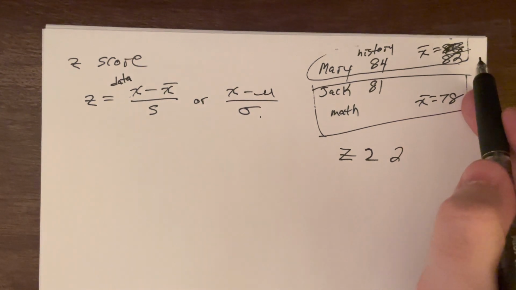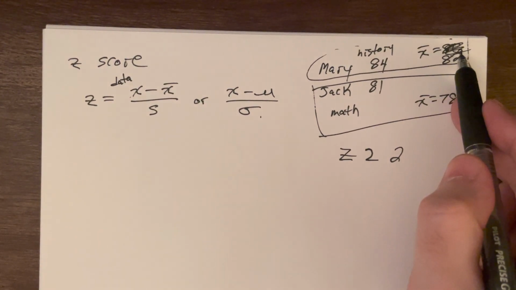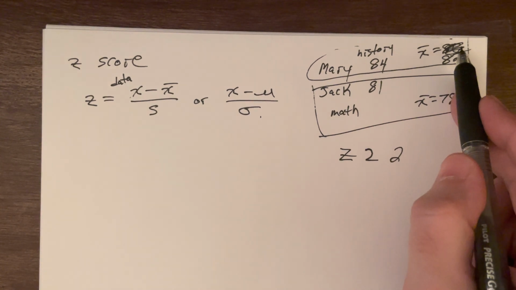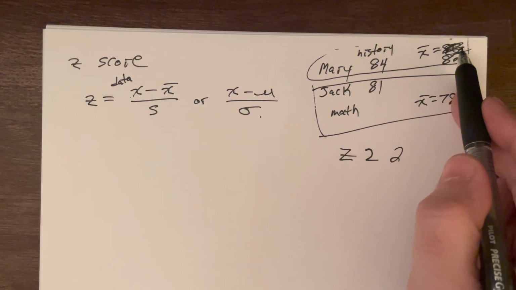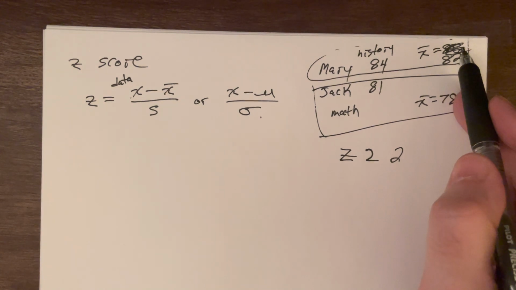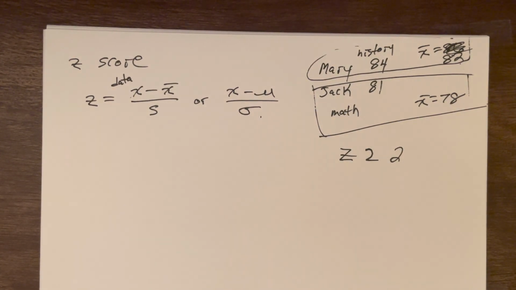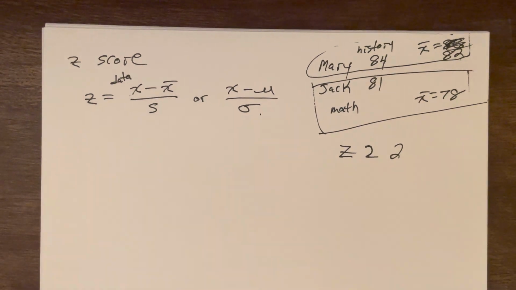So in the first example, when the average was an 86, Mary would go 84 minus 86, you would end up with a negative. A negative z-score just means that you are below the average. If you get a positive z-score, that just means that you are simply above average. That's all there is to it. So it's a simple computation.